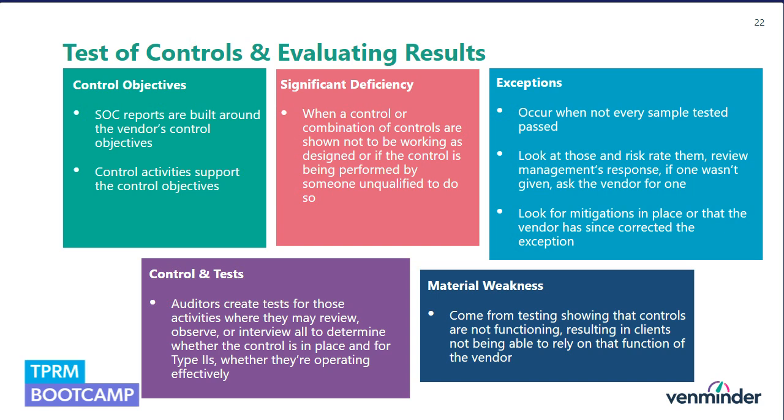Things like significant deficiencies are when a control or combination of controls are shown not to be working as designed, or if the control is being performed by someone unqualified to do so. Material weaknesses come from testing showing that controls are not functioning, resulting in clients not being able to rely on that function of the vendor. Though much less common, significant deficiencies and material weaknesses are really important to notate when found.